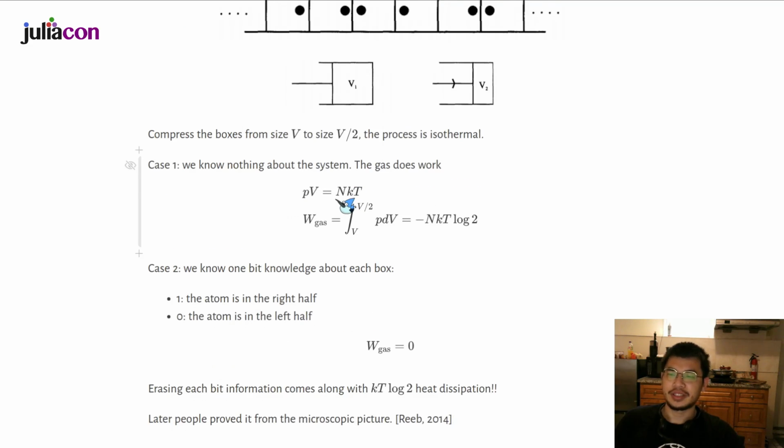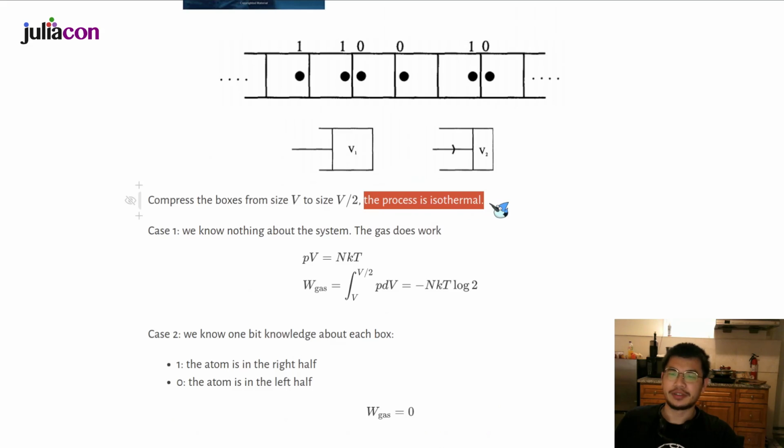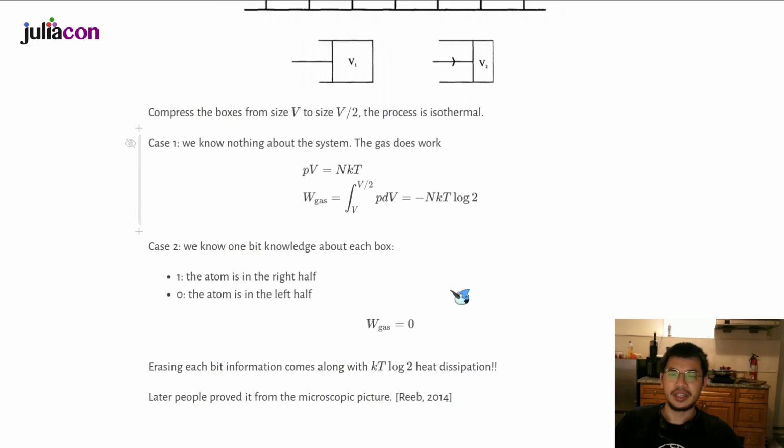In the first case, we consider we know nothing about the position of the atoms. So the system can be viewed as an ideal gas. We compress it to the half of its size. We need to do work because our piston hits the particle and accelerates it. However, the particle energy keeps unchanged because we further assume this process is isothermal. So this part of energy is dissipated to the heat bath.